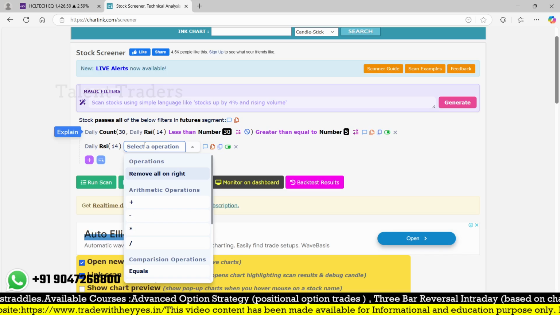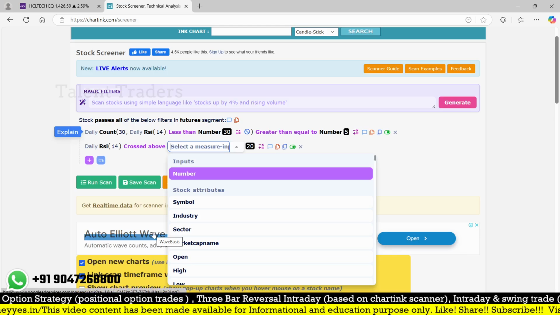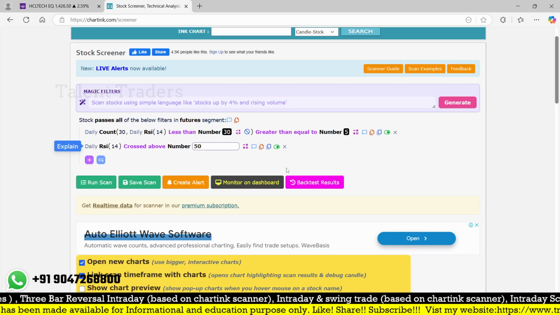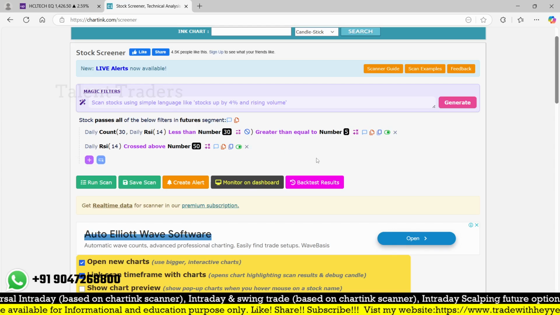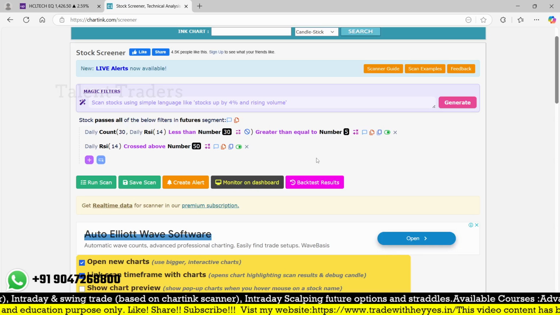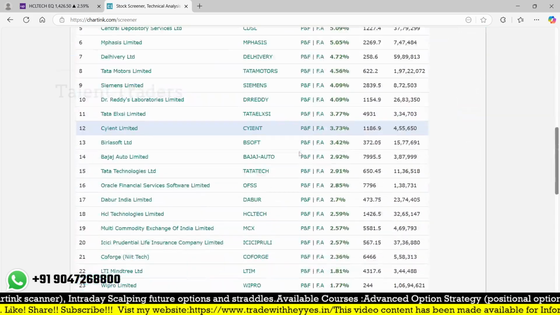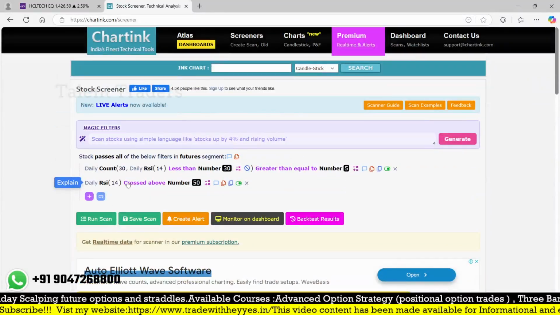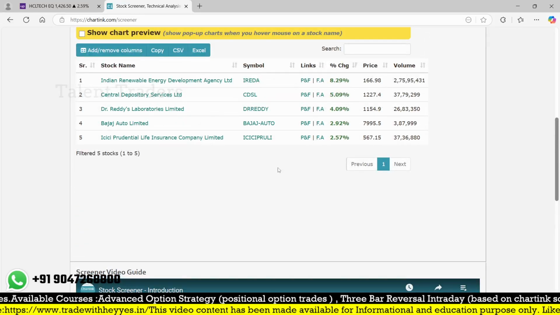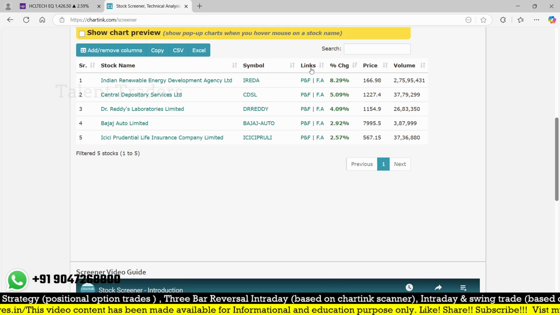For RSI, you can use crossed above. Instead of greater than, you should use crossed above with the number 50. So in the last 30 days, the stock was trading below RSI 30 for at least 5 days, minimum 5 days, and after that it is going to cross above RSI 50. Initially we have a lot of stocks, and by using this filter we are filtering out many stocks, and we find only a few stocks where today's RSI crossed above 50.